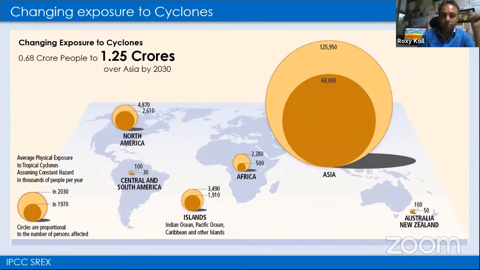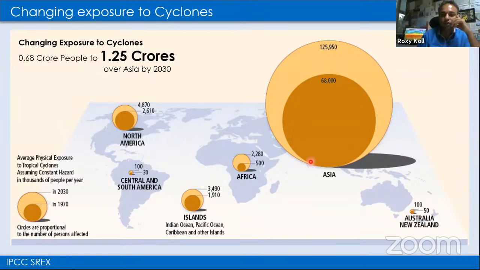So this is a picture from the IPCC Special Report on Extreme Weather Events. So what they are saying is that the exposure to cyclones across the globe is changing, but it is quite larger over Asia. So these deep brown colors are the figures for 1970, and mind you, these are in thousands. Okay, so if you look at that, around 68 lakhs of people were exposed to cyclones in Asia in around the 1970s. Now that's going to change. By 2030, it is going to be 1.25 crores.